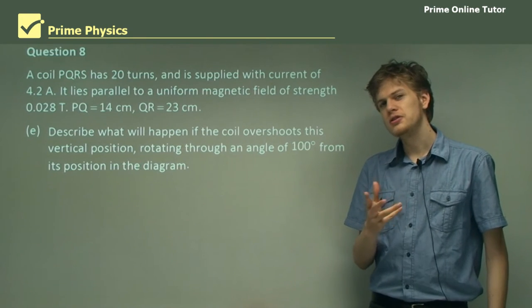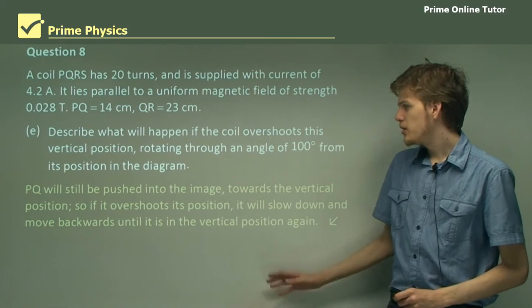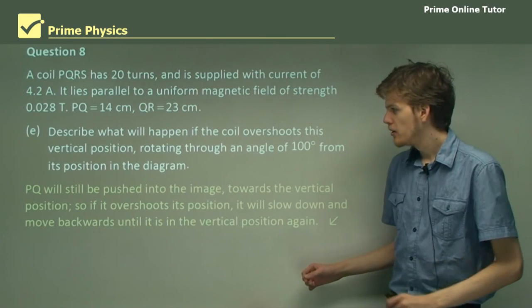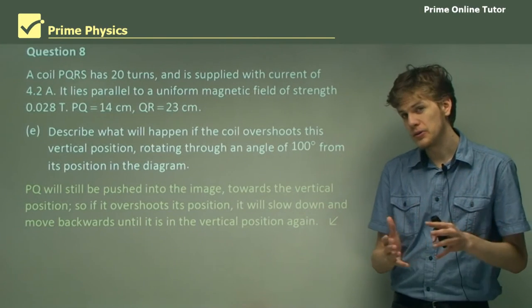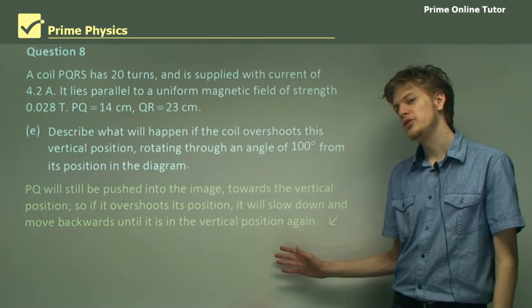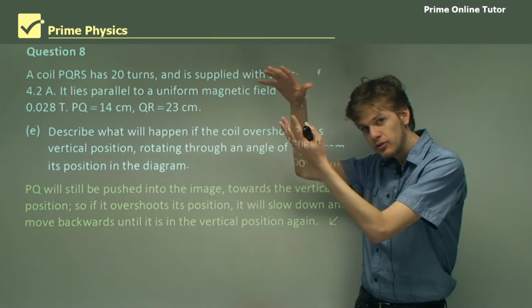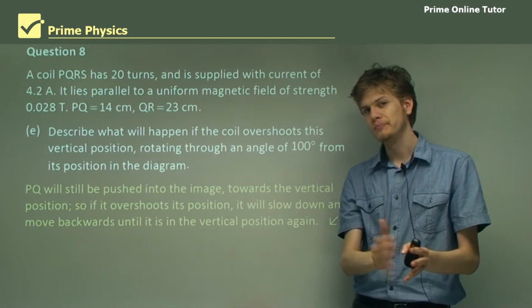So we can use this information to answer the question. PQ will still be pushed into the image towards the vertical position. So if it overshoots its position, it will move backwards until it reaches the vertical position again. So it might, as it turns, go to the vertical position, overshoot, and then wobble back and forth a bit until it settles.